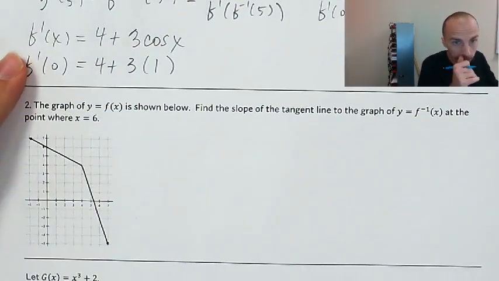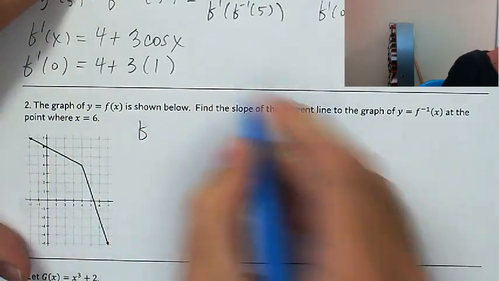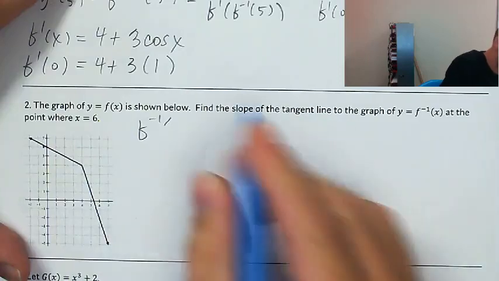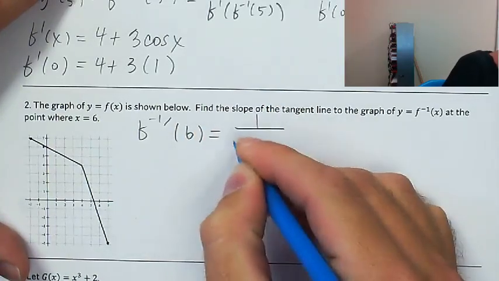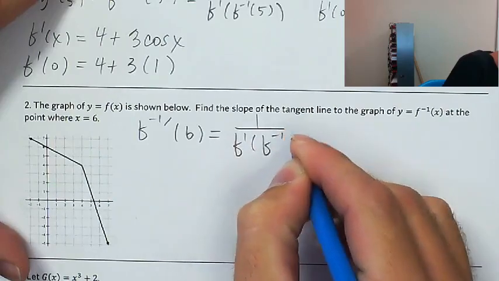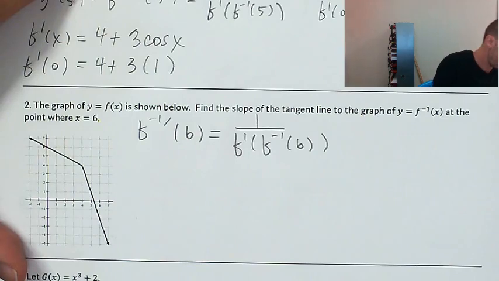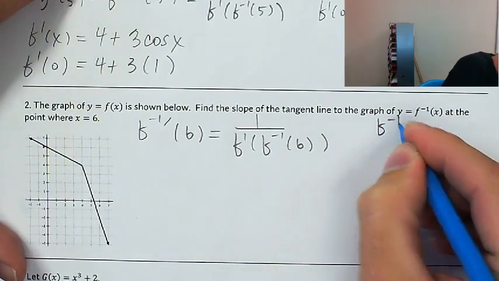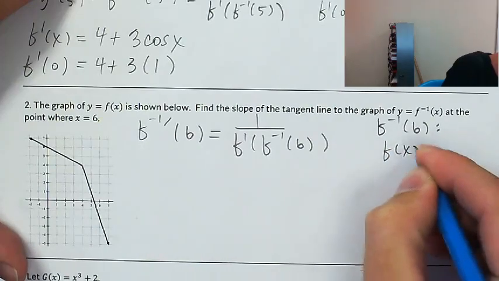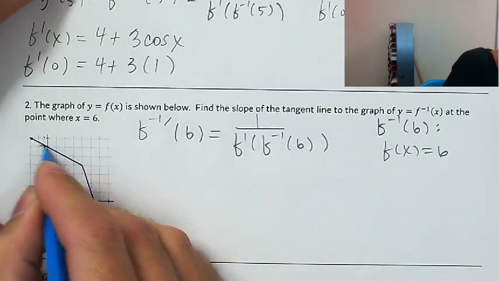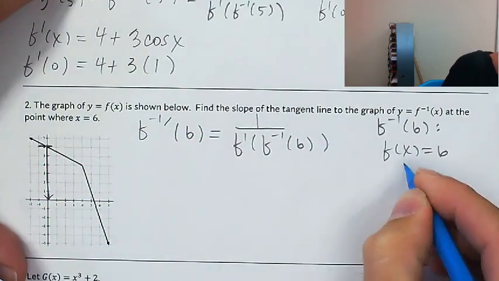Okay, now we're going to find the slope of the tangent line to f inverse at the point where x equals 6. So we want the slope of the tangent line, that's the derivative of f inverse. And we want to plug in 6. So we've got a formula for that. 1 over f prime of f inverse of 6. To find f inverse of 6, I'm going to say f of x equals 6. So I go up to y equals 6. Oh, hey, look, I found it. It's right there. That's x equals 0.